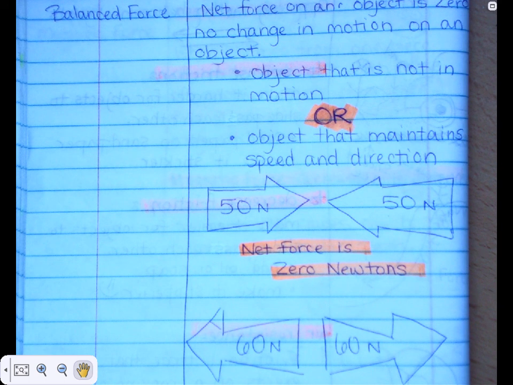Do you see the difference? They're both going in opposite directions. Anytime you have a balanced force, it's usually going to be going in opposite directions. Because if you have anything that's going in the same direction, then it's going to be moving, which means it's an unbalanced force. What is the net force of 60 newtons left to 60 newtons right? Zero newtons. There it is.